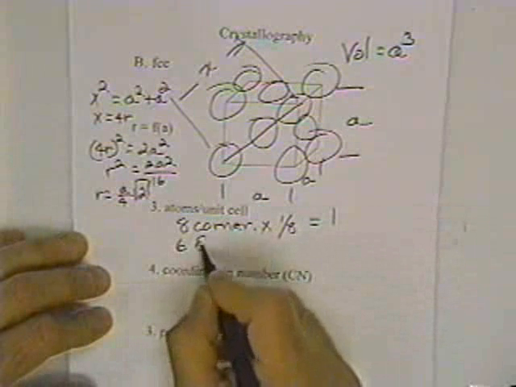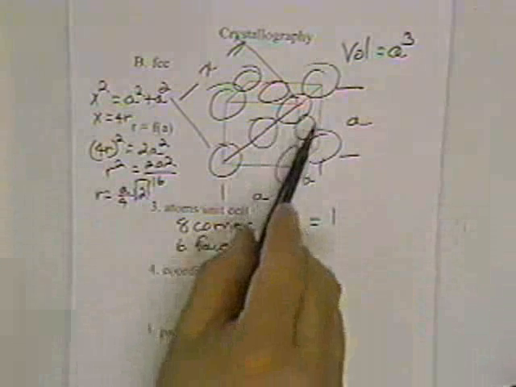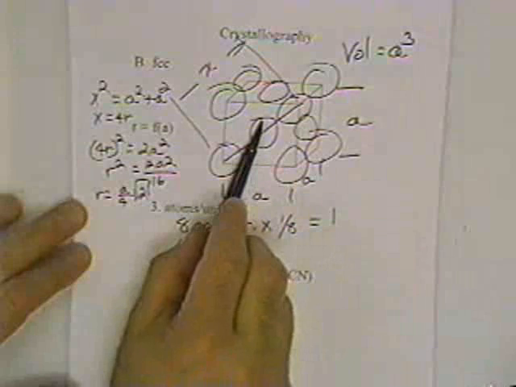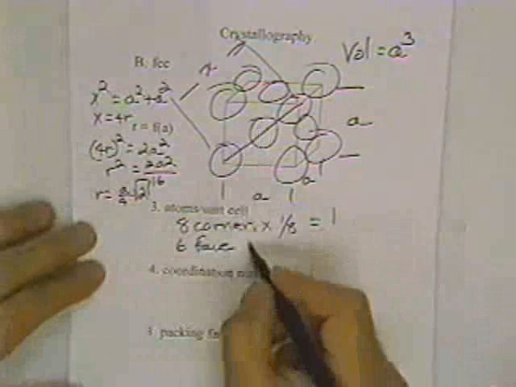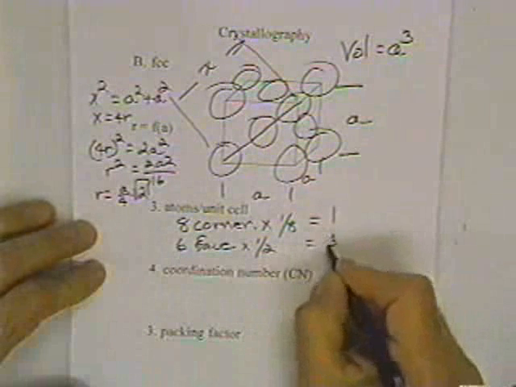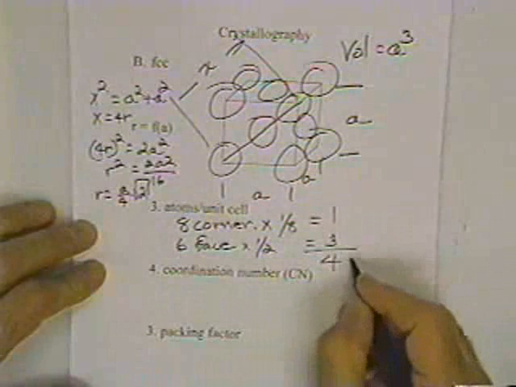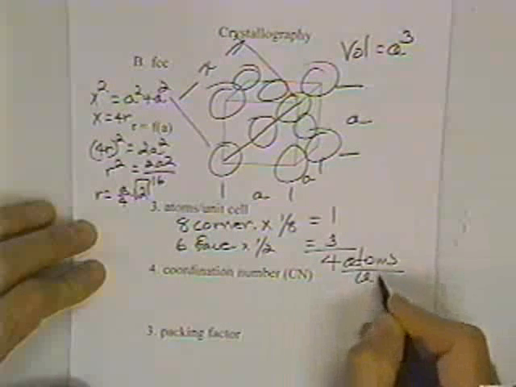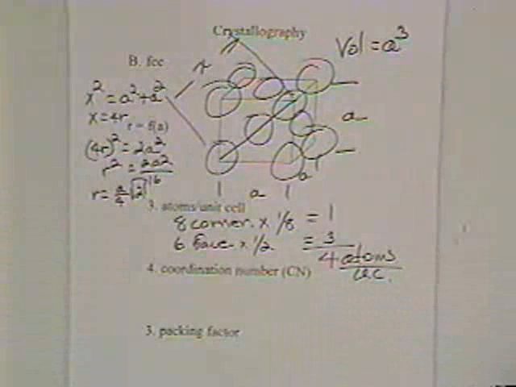Now, what about the 6 face atoms? Okay, well, if you look at this face right here, how much is in this unit cell? I hope you're saying half. So we've got half is in each unit cell, and we would have 3 atoms, or for a total of 4 atoms per unit cell for the face-centered cubic material. Now, this is called a close packed structure, and this and the next one, hexagonal close packed, are both close packed structures. So it has a higher coordination number than the body-centered cubic.